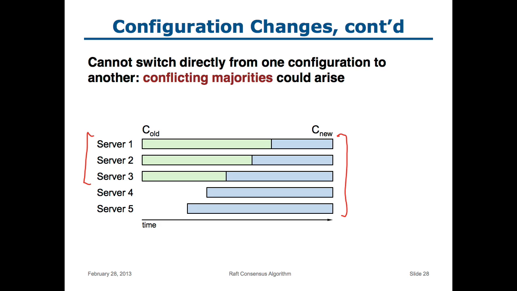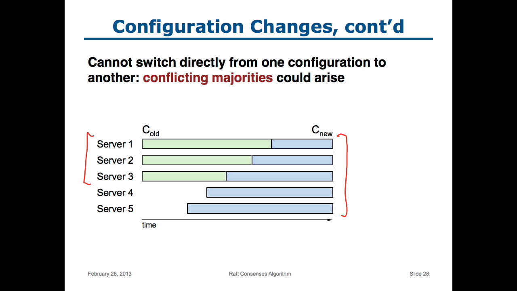If we just ask each server to change configuration from that old configuration to the new one, the problem is that they couldn't do it at exactly the same time. The changes would be spaced out at least slightly in time. And the problem with this is this could result in conflicting majorities.